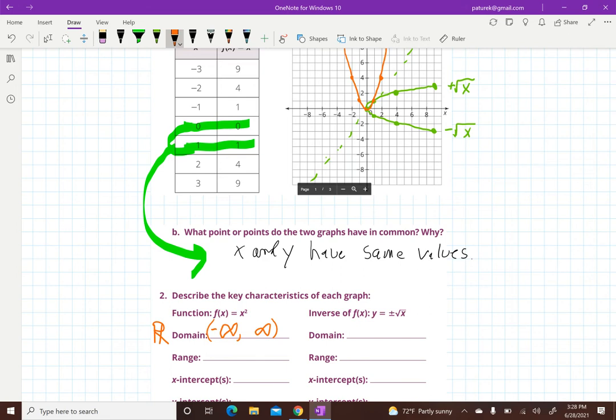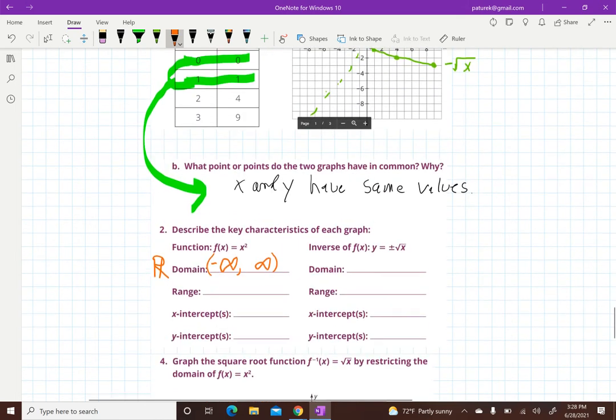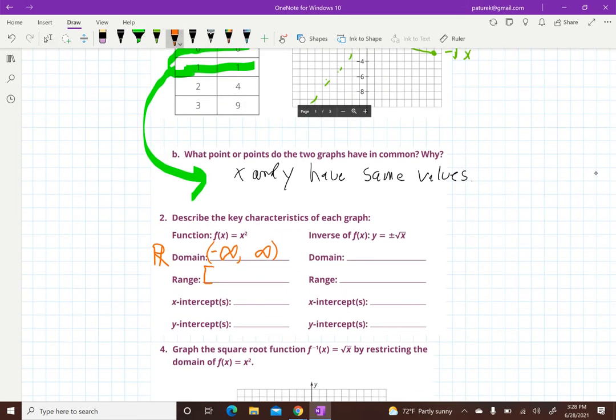Now for the range, it only starts at a value of 0 and goes upwards from there. So the range includes 0, so open bracket, comma, but it goes up and up and up without end. So it goes to positive infinity. Think of that as being a positive sign.